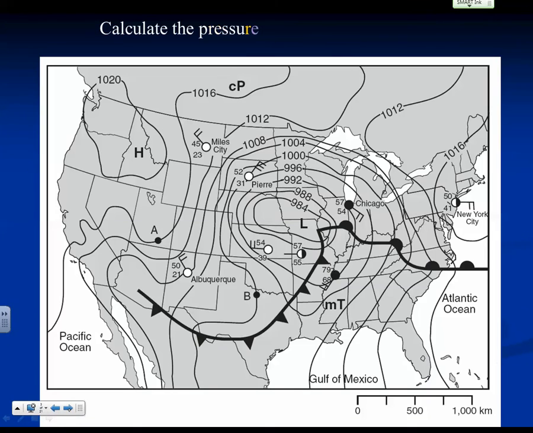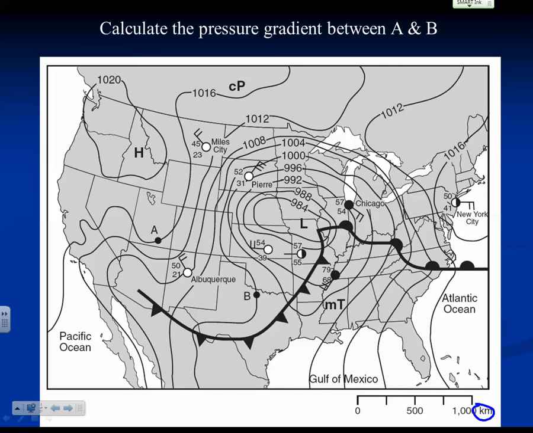Okay, moving on. Let's take a look at this map and calculate the pressure gradient between points A and B. We need to know two things to find the pressure gradient. We need to know the change in the field value, the change in the air pressure between A and B, and we need to know the distance. In this case, the map's in kilometers. I've already found the distance ahead of time, and that distance is exactly 1,000 kilometers between points A and B, so we know that.